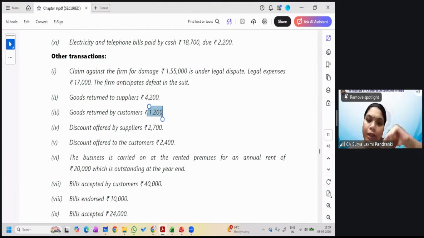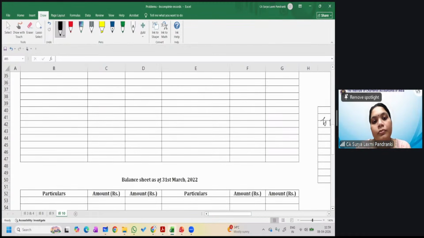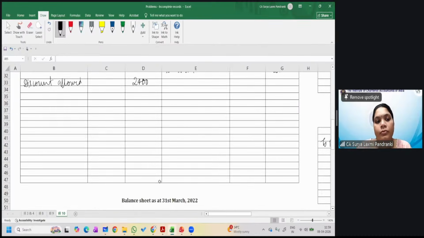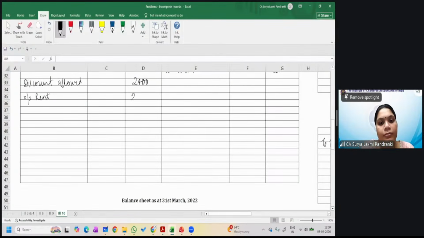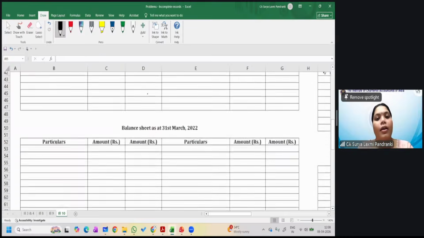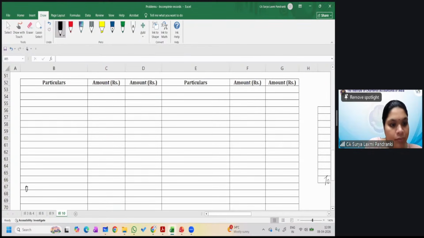So this you have to write in your debtors and creditors accounts. We have also written in the trading account. So this is done. Discount you have written in the P&L statement. This is also done. Now, the business is carried on rented premises. This is an outstanding rent. Where will this come? One is the liability side of the balance sheet. Another is debit to P&L account. How much is the amount? 20,000. Outstanding rent is 20,000.